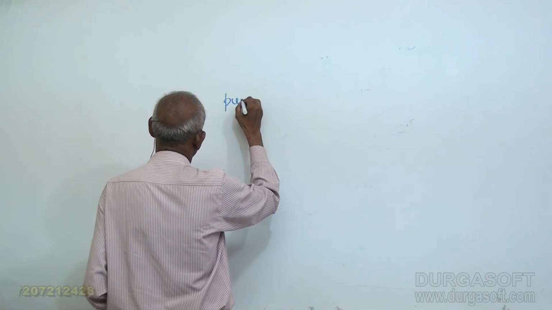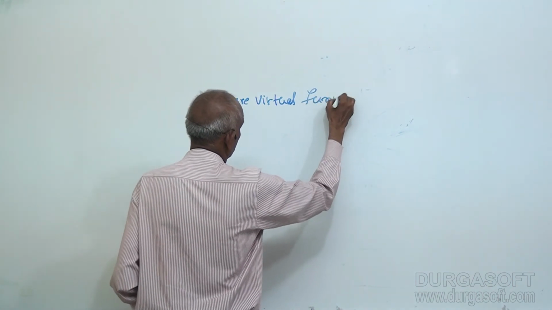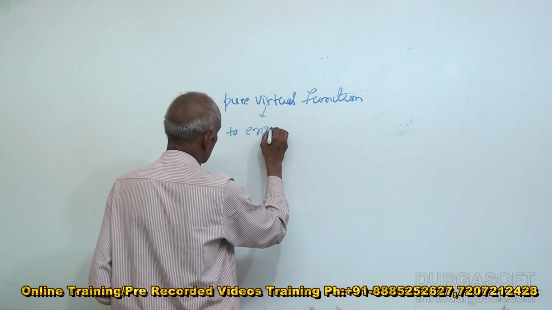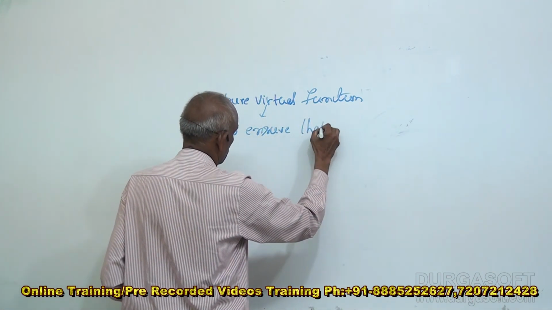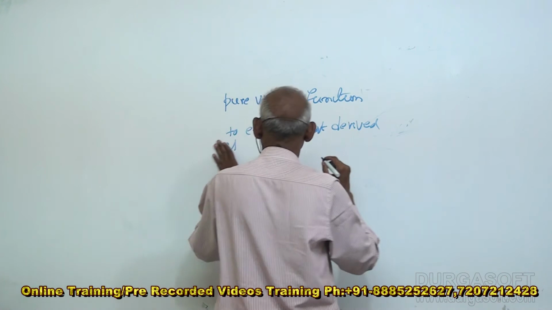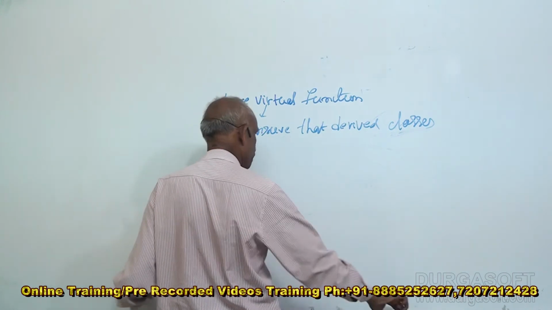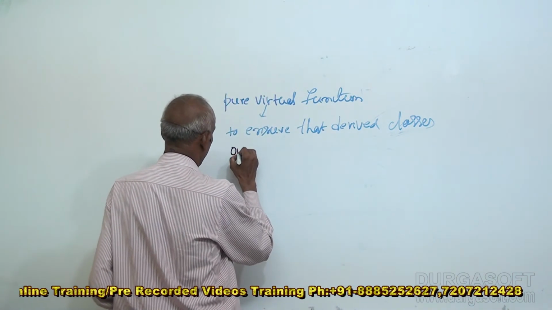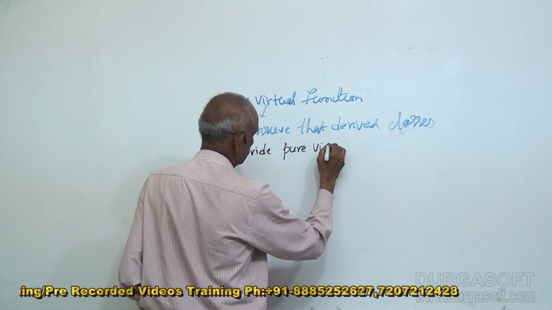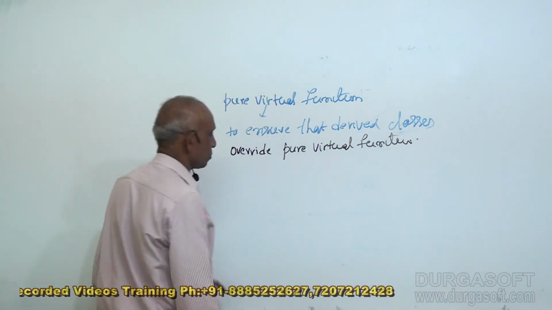So the pure virtual function purpose is to ensure that derived classes override the pure virtual function. That is the only thing.